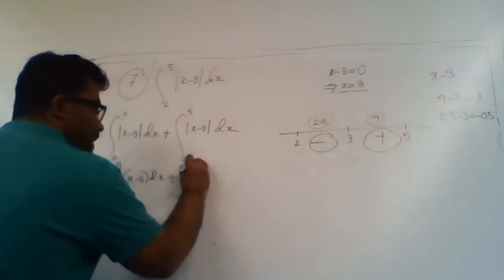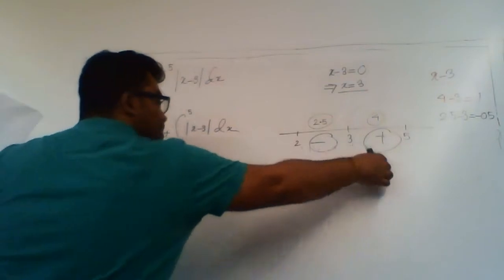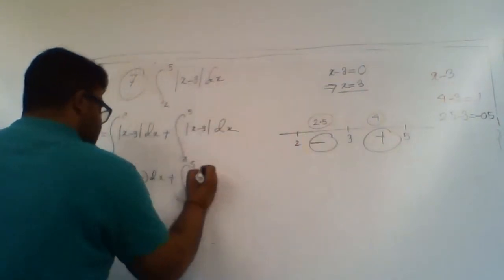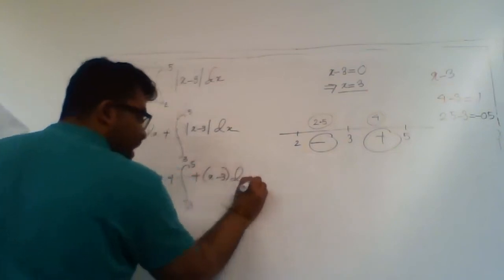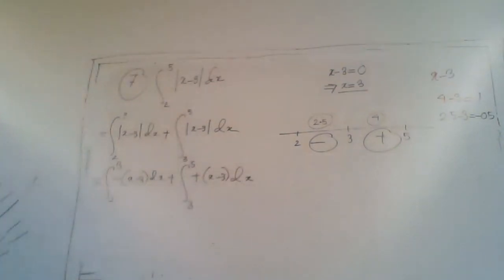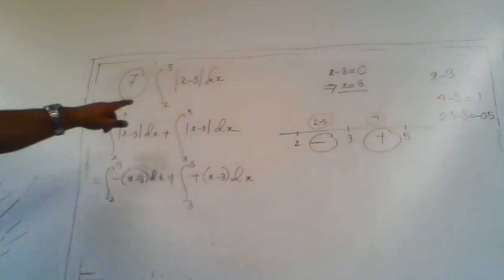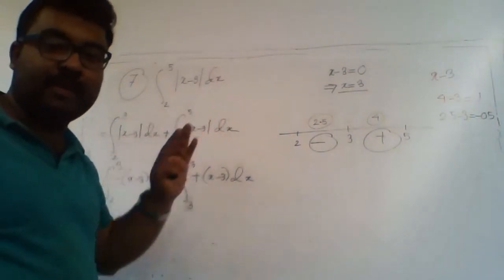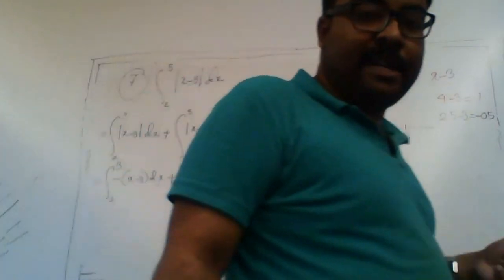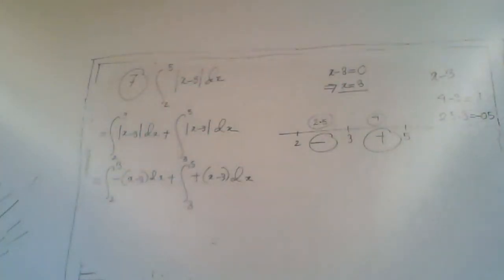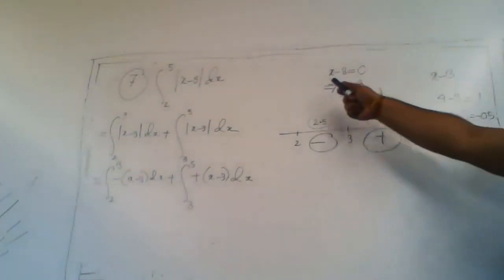Now here, since it was positive, when you open the bars, you will have plus x minus 3 dx, which is the same as x minus 3 dx. So clearly, if you have an absolute value, the first thing would be to get rid of these bars, because unless we have bars in our integral, we will not be able to find out. This is the technique for how to get rid of bars.